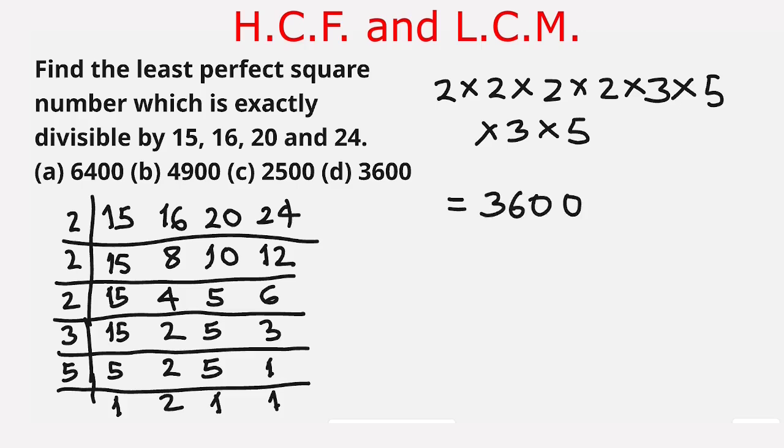This is the least perfect square number exactly divisible by 15, 16, 20 and 24. And from the given options, our answer is option D, 3600. I hope you have understood the method of finding the answer to such type of questions. We go to the next question.